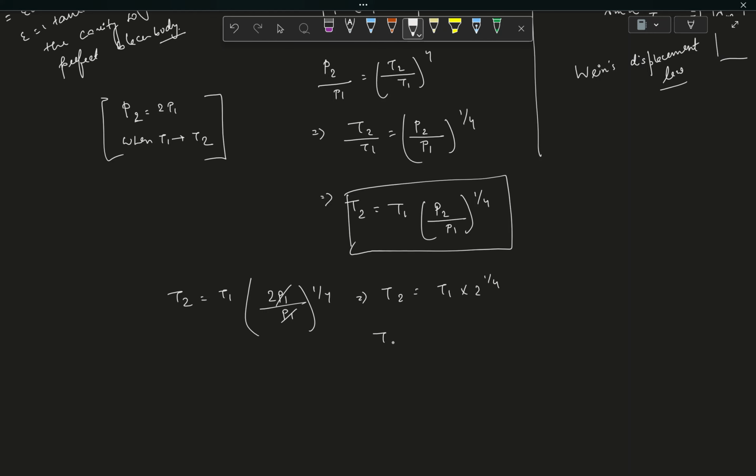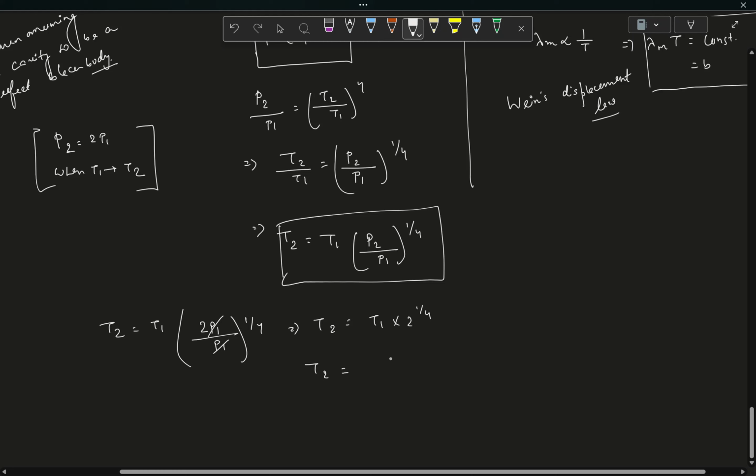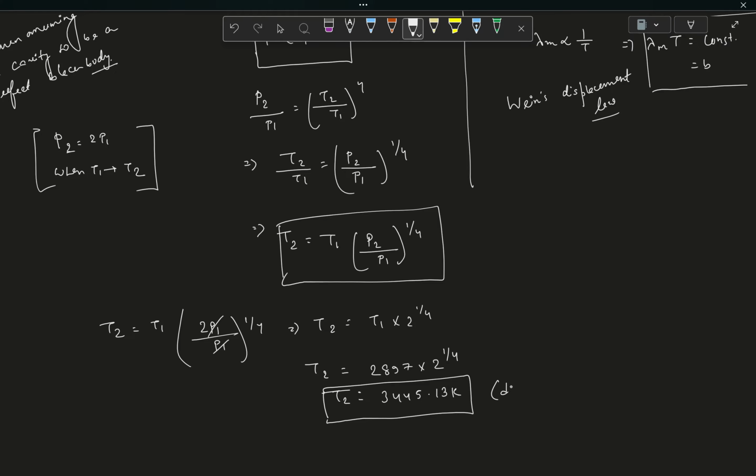So we know the T1 value because we have calculated it using Wien's displacement law. So this is 2.8897 into 10 cube Kelvin, which is like 2897 Kelvin. So we'll use that here: 2897 into 2 to the power of 1 by 4. This is your T2 value, which you can get using your calculator, that this is 3445.13 Kelvin. So this is the final temperature, option number D.